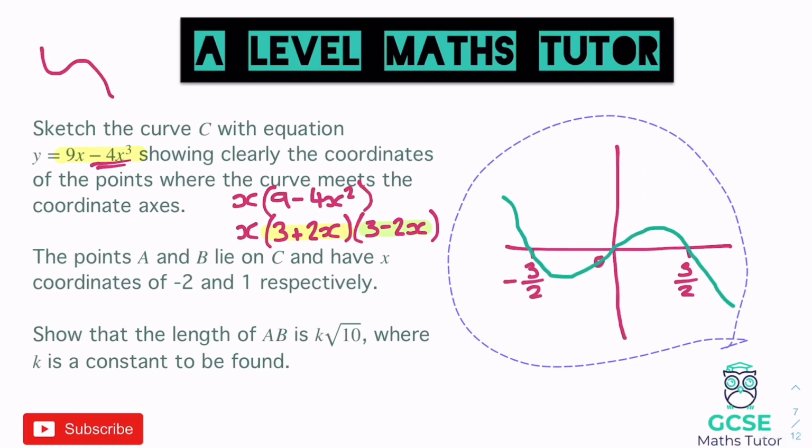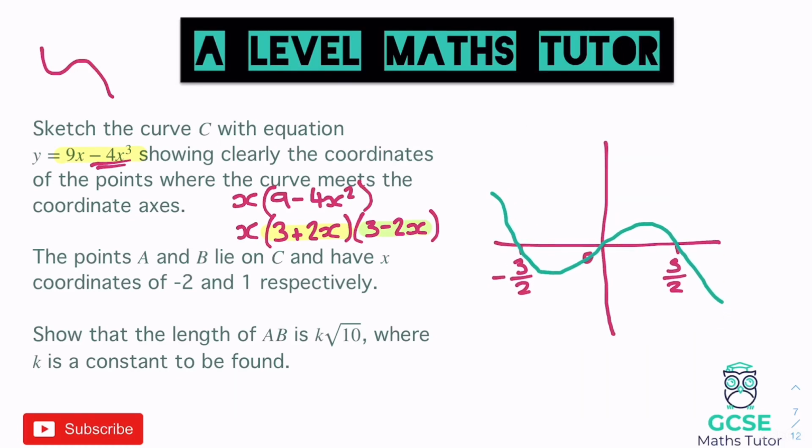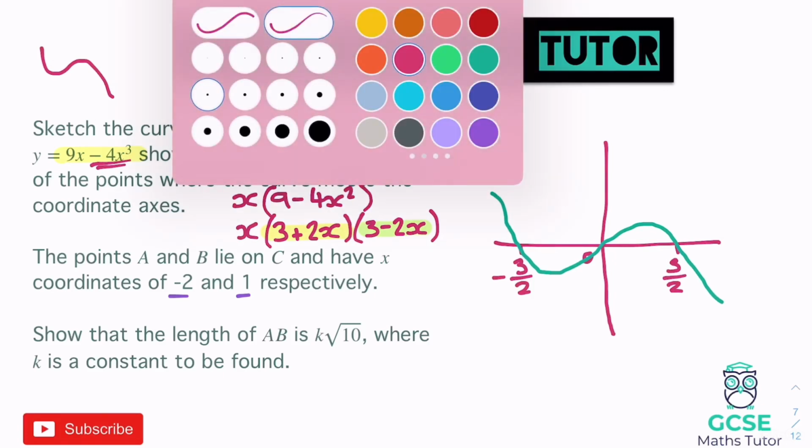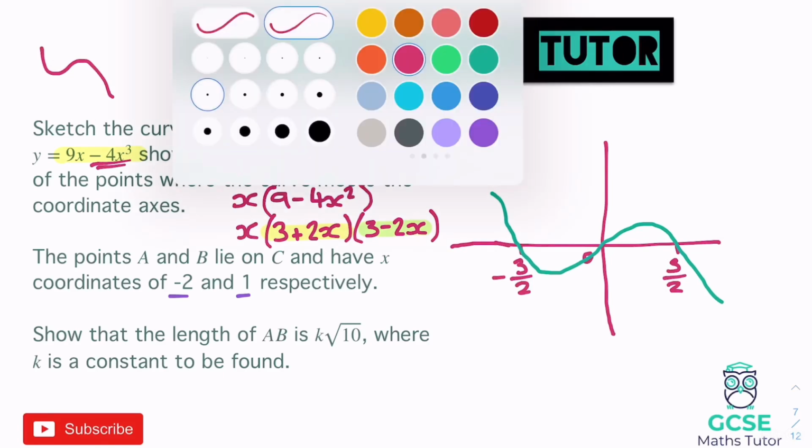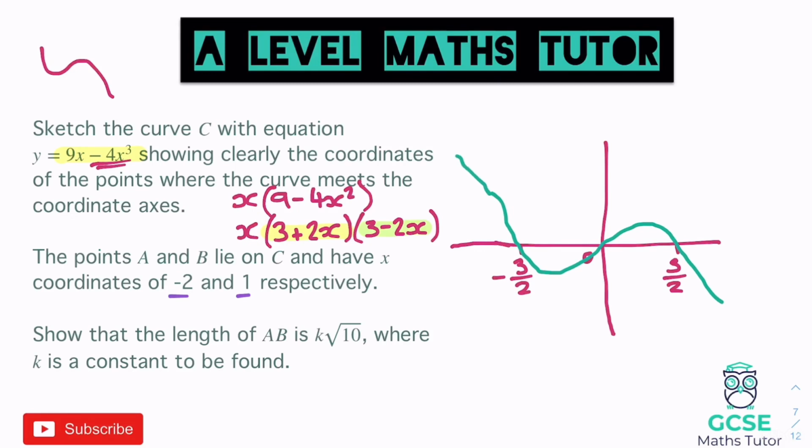Now we're going to have a look at this next part, which is asking us to find the distance between 2 points. So we've got point A and point B, and it says that they've got x coordinates of negative 2 and 1. Now negative 2 is obviously just beyond that negative 3 over 2, negative 1.5. So if I want to draw that in, maybe I'll just extend my curve a little bit just so I can get a bit of an accurate diagram.